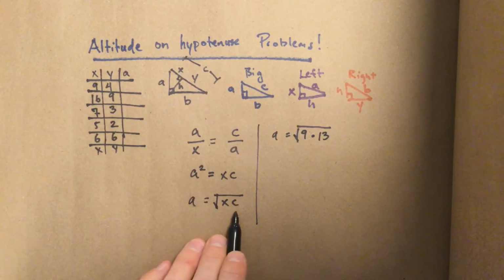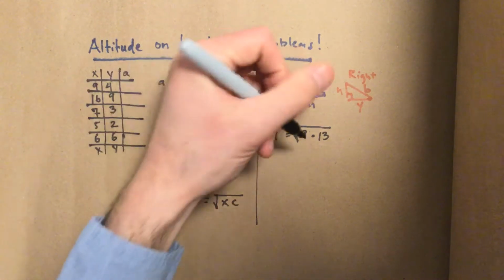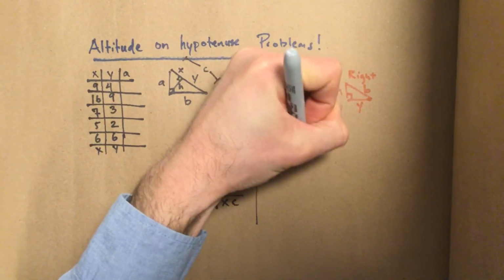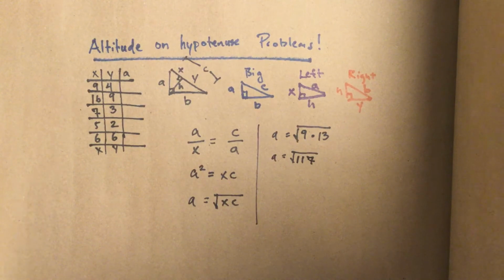Again, I know c because I know y. So now 9 times 13 is equal to 117. So now I have root 117. Let's see here. Can we divide root 117 by anything?